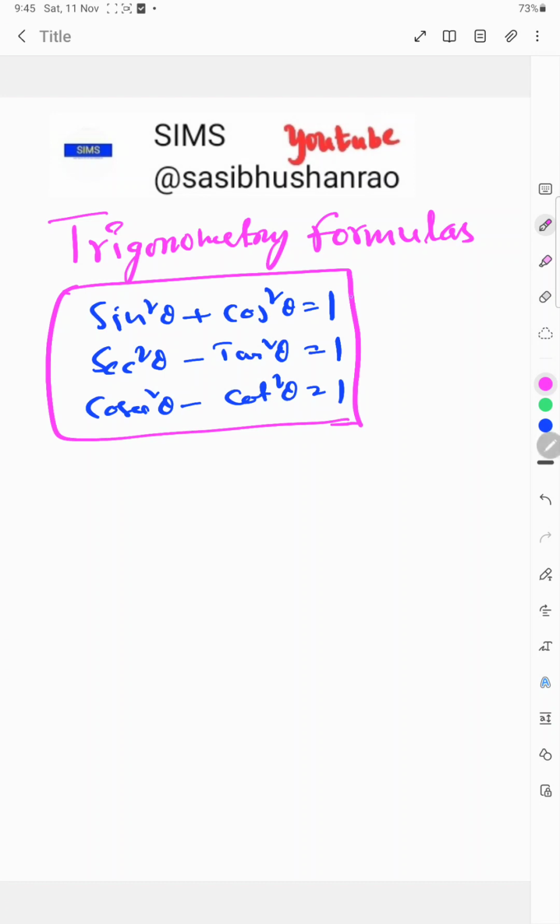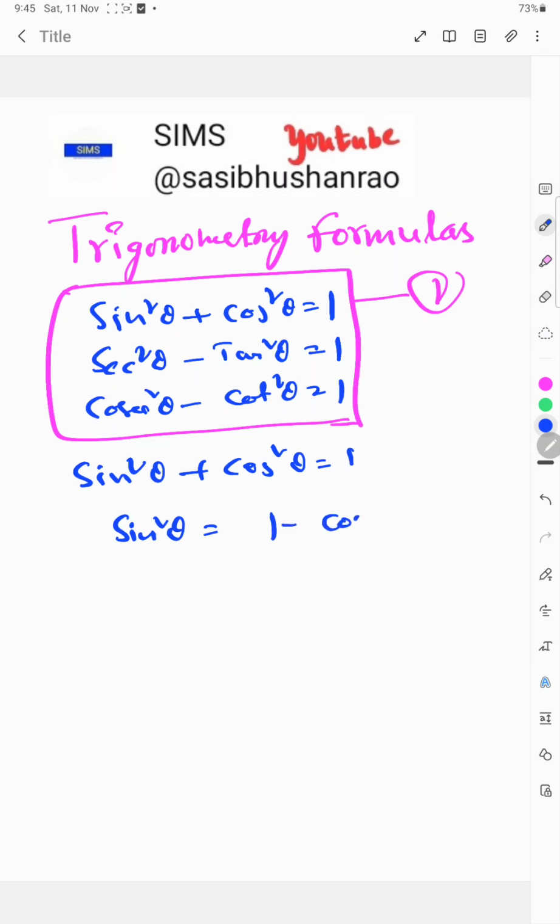Very important. The first one I take is sin square theta plus cos square theta is equal to 1. Sin square theta is equal to 1 minus cos square theta, because LHS to RHS, this side LHS, this side RHS. LHS to RHS, plus cos square theta becomes minus cos square theta. So, sin square theta is equal to 1 minus cos square theta.